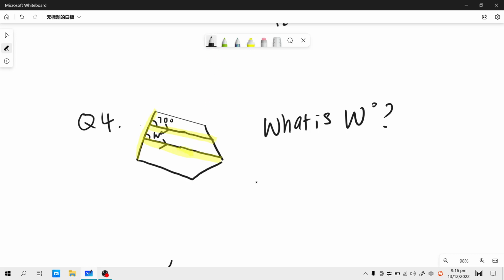So these two angles are the same. If you draw an F here, and as I labelled here, these two straight lines are parallel. So it means that this angle equals this angle. So w just equals 70 degrees. And that's our answer. Okay, are you ready for the bonus question? Okay, off to the bonus question.